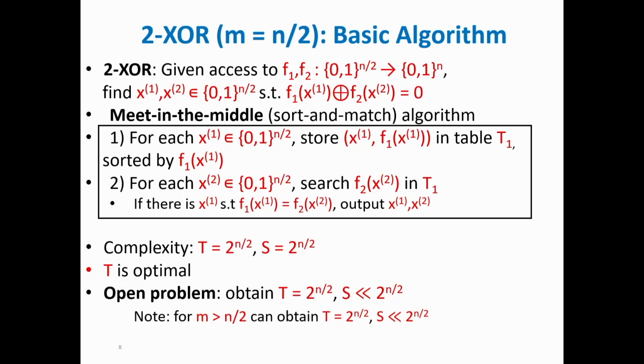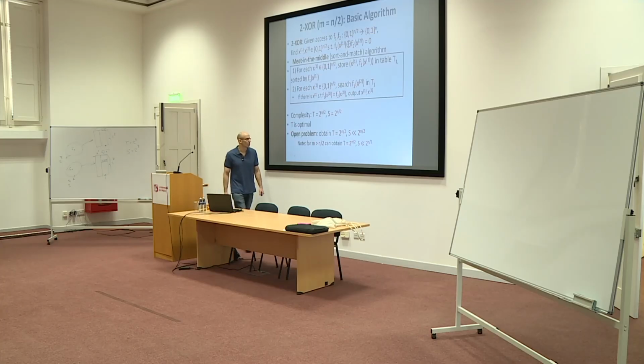And actually, this very simple algorithm is essentially the best known, the best thing that you can do for these parameters. It's not known how to get space below 2 to the n over 2 if you want to keep the time at 2 to the n over 2. And actually, it's a major open problem to do this, not just in cryptography, also in complexity theory. It's related to a problem called element distinctness, not exactly the same, but closely related. It's a big open problem to reduce the space here substantially.